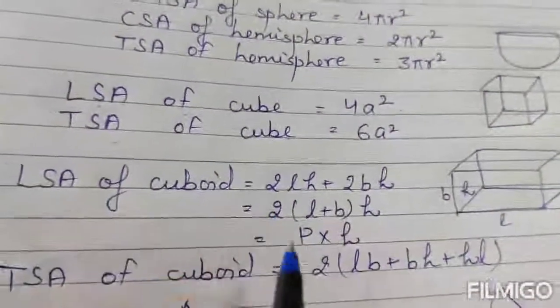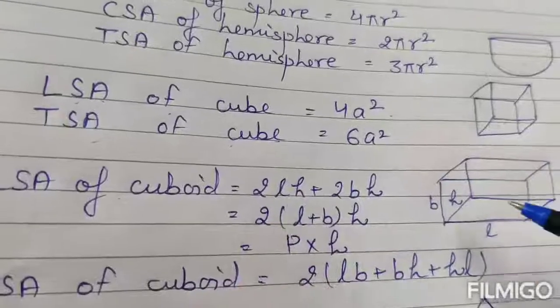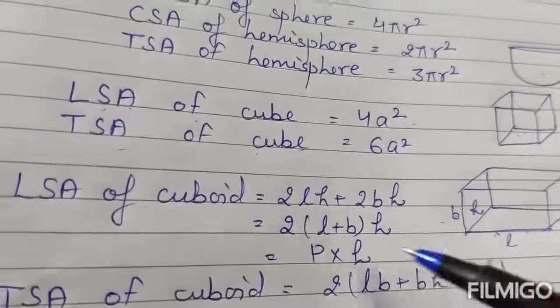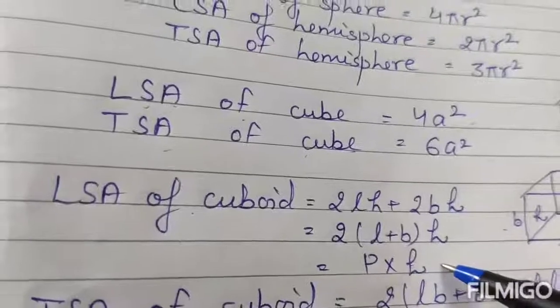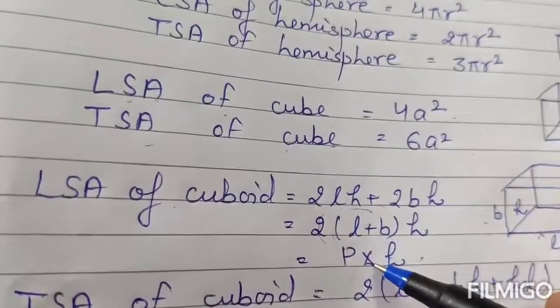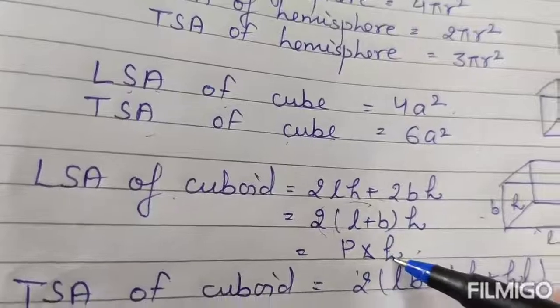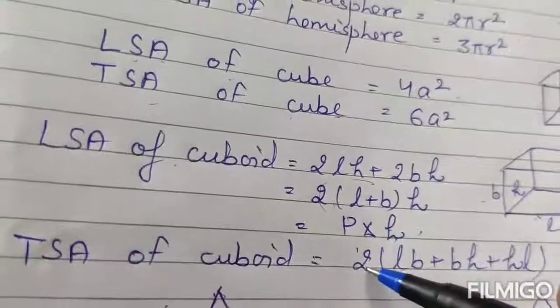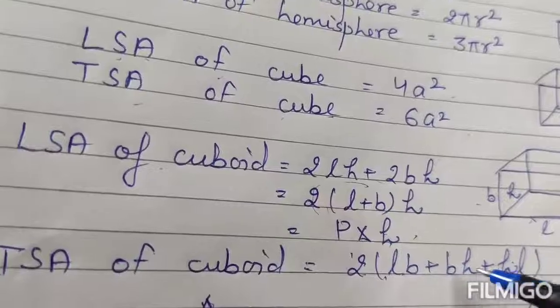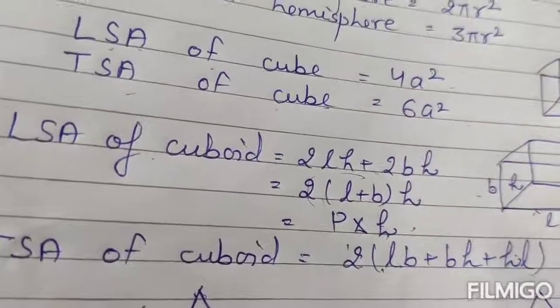Lateral surface area of cuboid is 2 times L into H and 2 times B into H, that is 2 times (L plus B) into H. 2 times (L plus B) is also known as the perimeter of the base. Perimeter into height. Total surface area of cuboid is 2 times (LB plus BH plus HL), the area of all 6 surfaces.